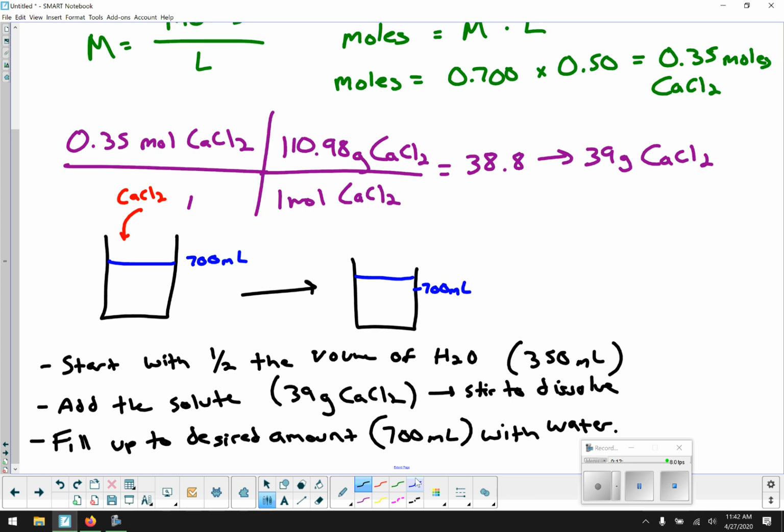So you can't just start with 700 milliliters of water, because then if you add anything, you'll end up with more than 700 milliliters of water, because, you know, stuff takes up space. So that's molarity, and that's how you make a solution.